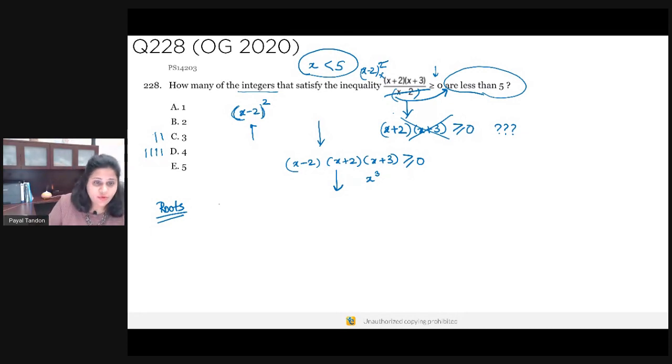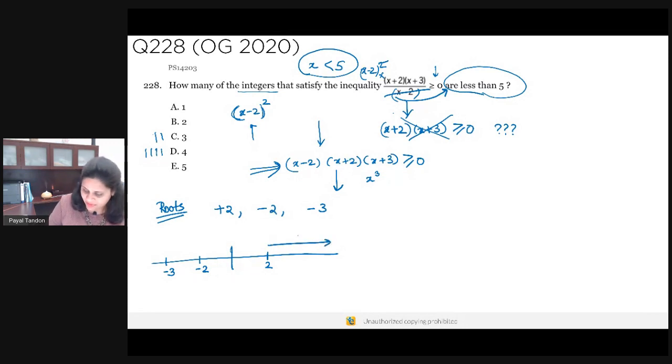So over here, what I do is I get the roots. The first step, after factorization, this is the factorized form, is to find out the roots of x, which are plus 2, minus 2, and minus 3. These are the roots of x, okay? Now, I plot them on the number line: plus 2, minus 2, minus 3. These are my roots, which means that these are the possible ranges. This is range A, this is range B, this is range C, and this is range D. These are the possible ranges of x, okay?